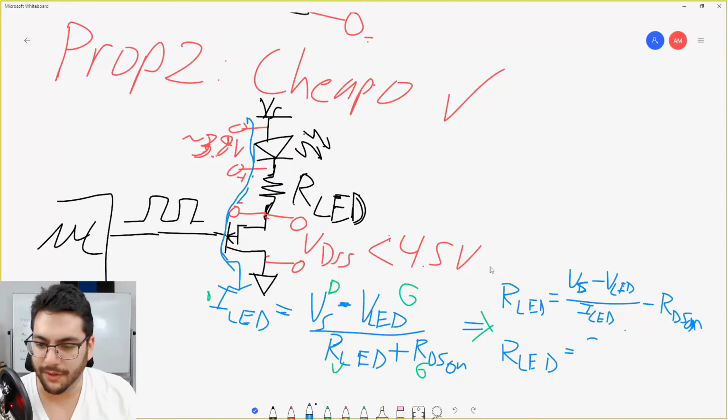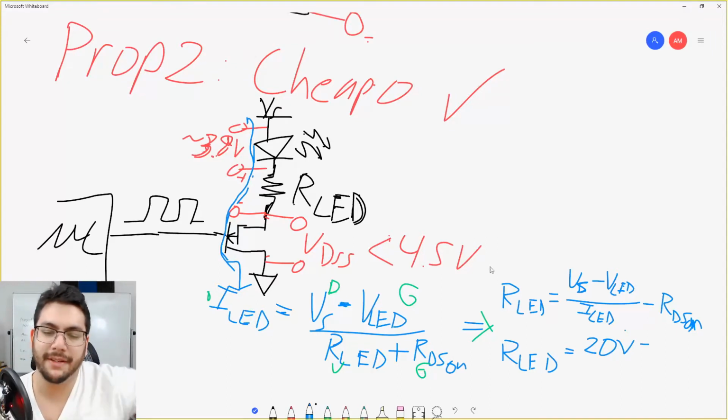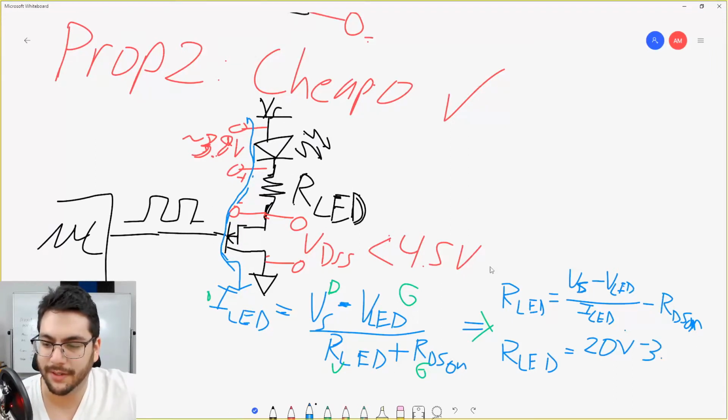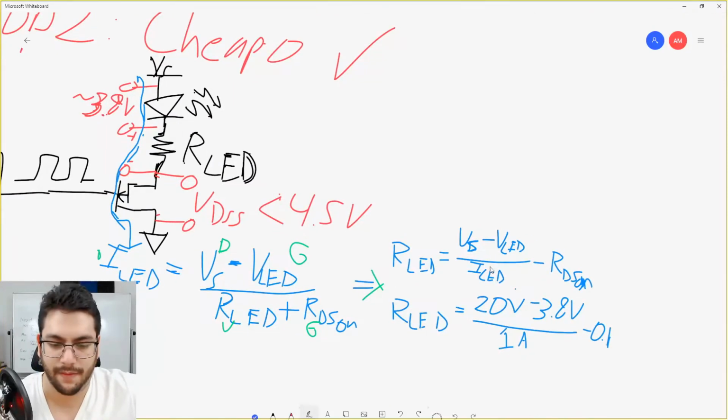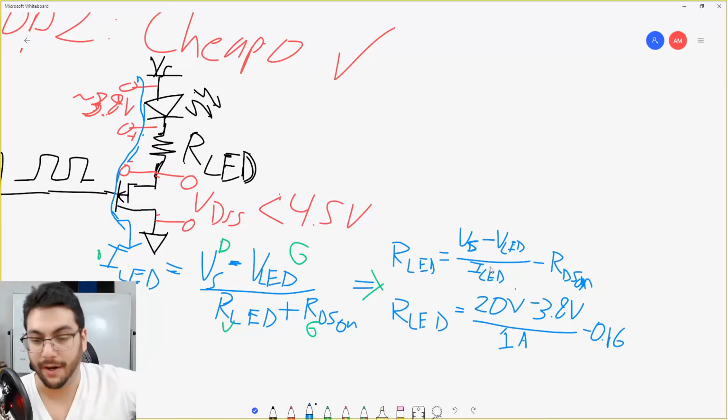Okie dokie. So let's say that's 20 volts. 20 volts minus, it's going to be either 2.6. So depends on the color, right? Because the red was like 2.6 volts, and the blue, white, and green were like 3.8. So let's choose the 3.8 just because. Divide by 1 amp. Glad I chose 1 amp. It's easy to do the math on that one. Minus 0.16. Okay, cool. All right, so 0.16.